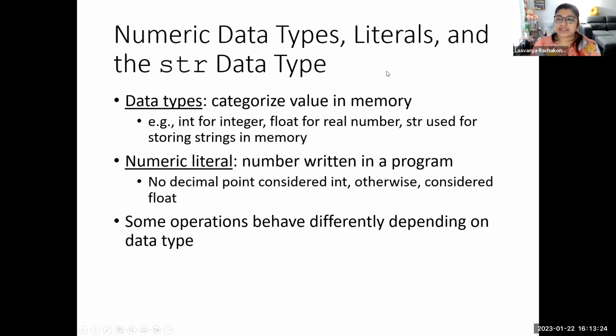Now let's consider numerical data types, literals and string data type as well. Data types are categories of values in memory. As I've mentioned, we have integers, which is short for int. Float is for real numbers or floating point numbers, and then strings, str, is used for storing strings in memory. A numerical literal is a number written in a program. If we are talking about integers, then there is no decimal point considered for integers. Otherwise, it is considered as float.